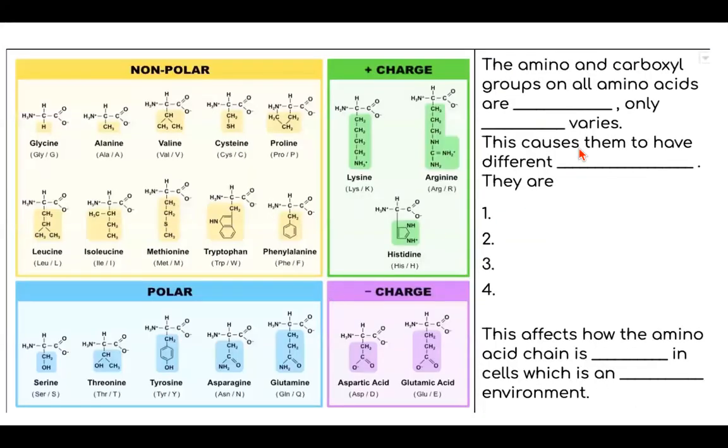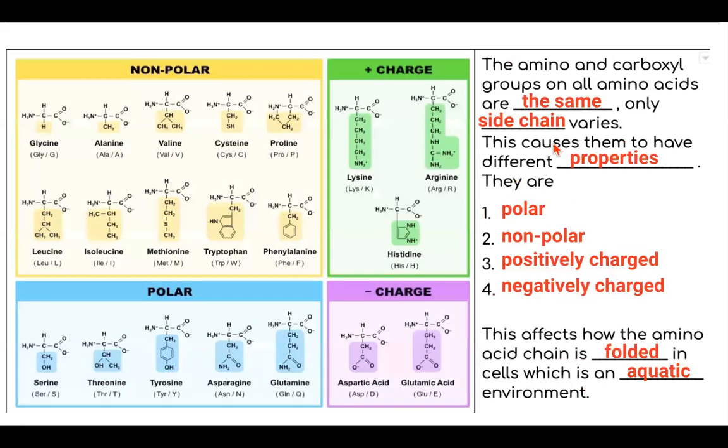The only part that actually varies is the functional group, the R chain, which is shown by the highlighted boxes right here. And these cause them to have different properties. So each amino acid has its own property, and those properties could be polar, as you can see in the blue group. They could be non-polar, positively charged, or negatively charged.